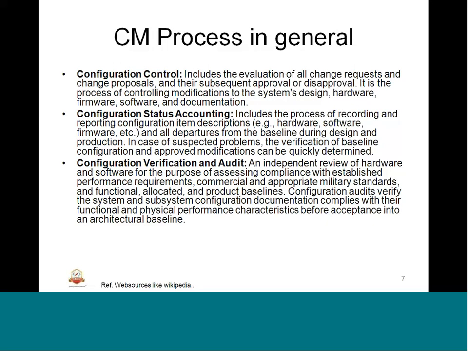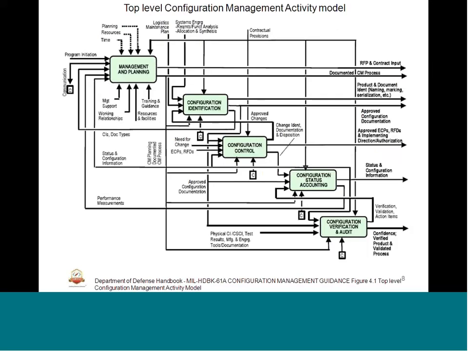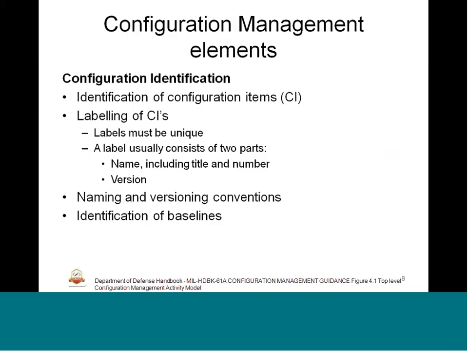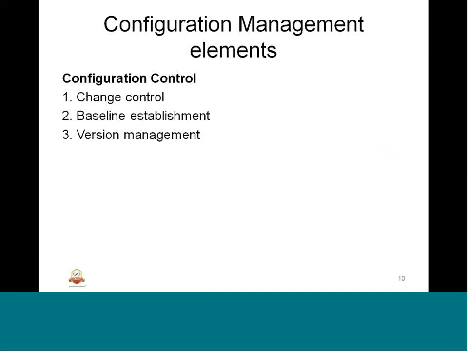And we had studied the details about CM planning and management, configuration identification, control, status accounting, verification and audit. We had seen the model, how it looks, the various blocks or elements of configuration management. Configuration identification deals with the identification of configuration items, labeling of the CIs, which should be unique, versioning and all that. We will study in detail about software configuration management today, and the naming and versioning conventions followed in the industry, identification of baselines, so what is a baseline and all that.